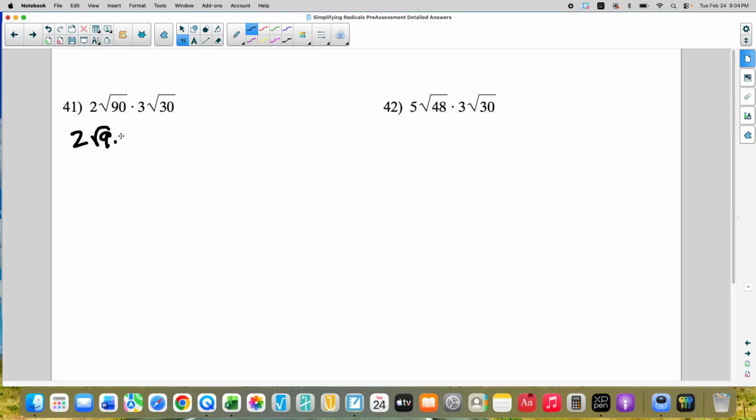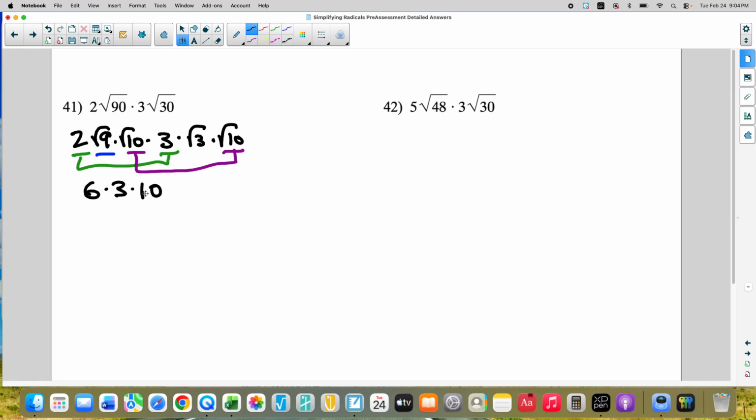That's a real good one. That's rad 9, rad 10 times 3 times rad 3, rad 10. So a couple things here. I've got my two outsides. Those are coefficients. 2 times 3 is 6. Now I've got a perfect square. Square root of 9 is 3. Then I've got a match here, 10 and 10, which rad 10 times rad 10 cancels and leaves me with 10. And then I've got this left over here. Rad 3 stays in the radical. 6 times 3 is 18 times 10 is 180 rad 3. Like that problem.